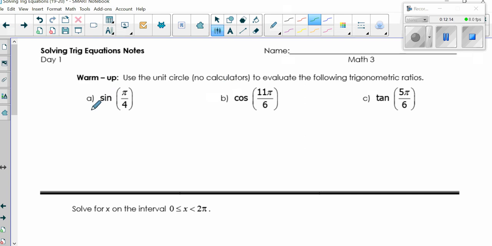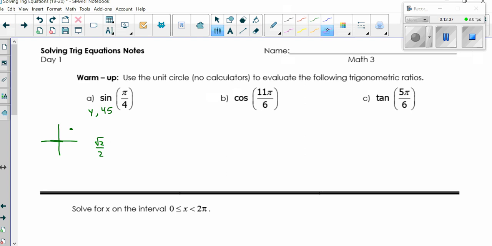So remember that when we see sine, it's talking about y. So that means, where is y? Or we think y, and remember the denominator 4 means we're talking about a 45-degree angle. So if I look at my unit circle, 45 degrees would be there, and I want to know what is my y value when I'm there, and that would be root 2 over 2.